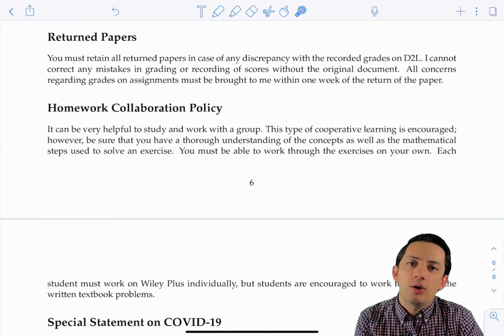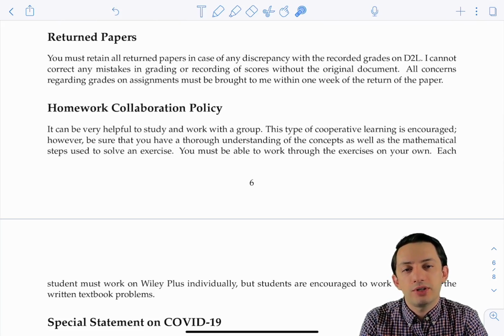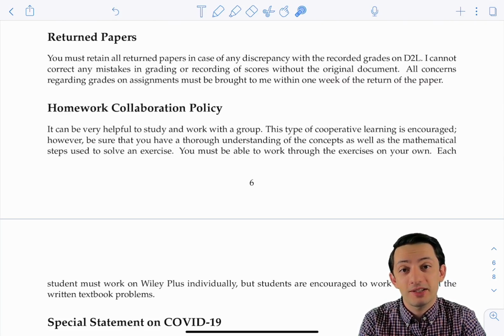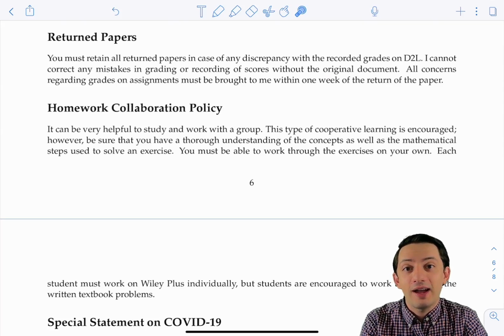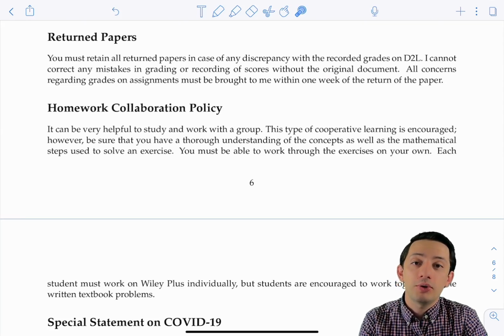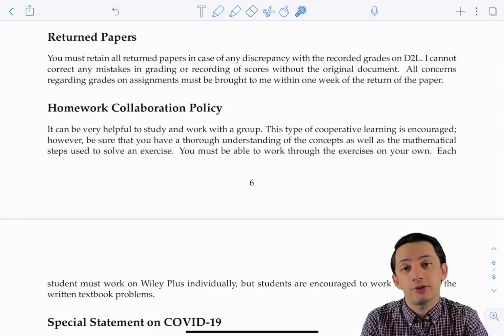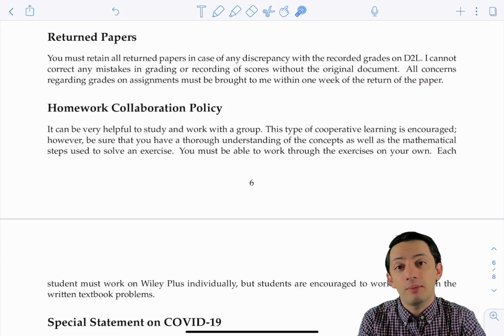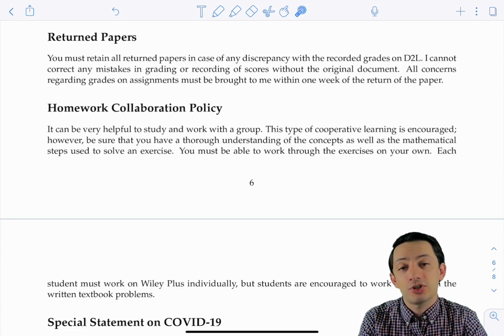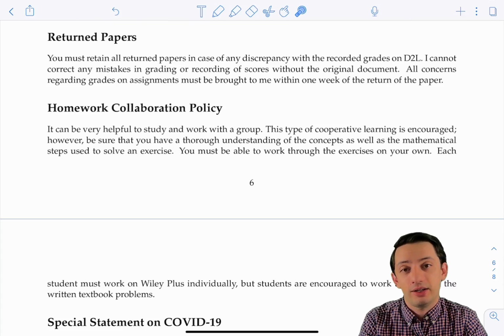Returned papers. When we return your scores on the mini exams, it is your responsibility to hang on to those. If something happens at the end of the semester and I've made an error typing in your grade, maybe I typed in your grade as a 5 instead of a 25, if you don't have that graded paper that proves you got a 25, I can't do anything about it. So it's your responsibility to save all of your graded papers in case there's an issue at the end of the semester. This is different from we misunderstood. This is just talking about if I enter your grades incorrectly on D2L by accident.